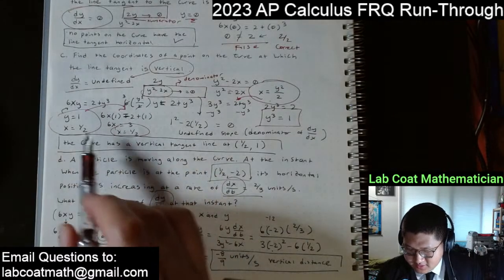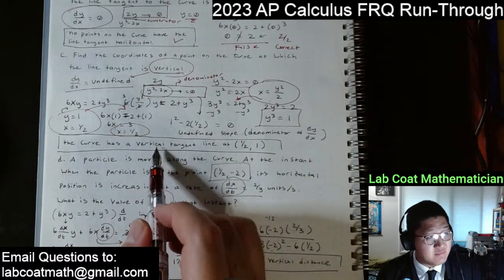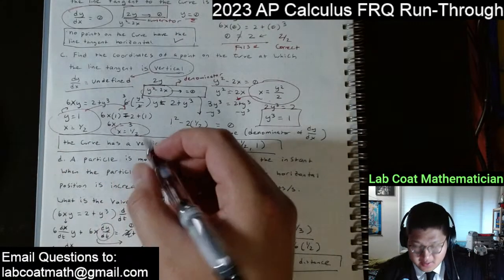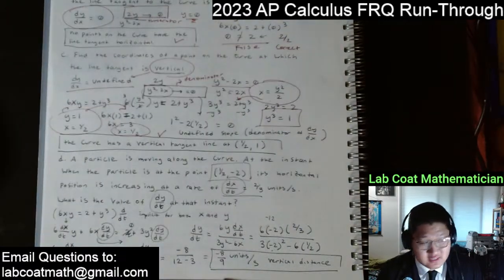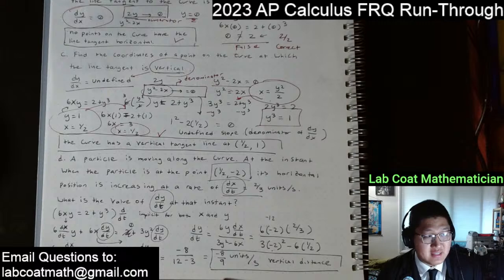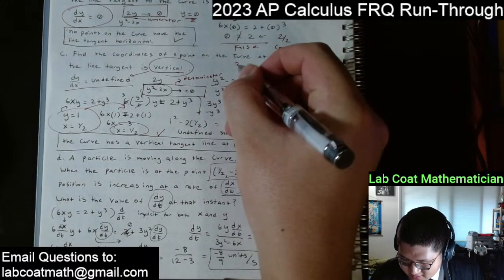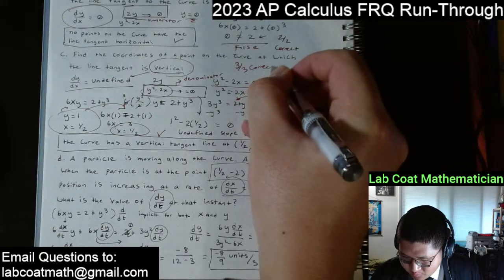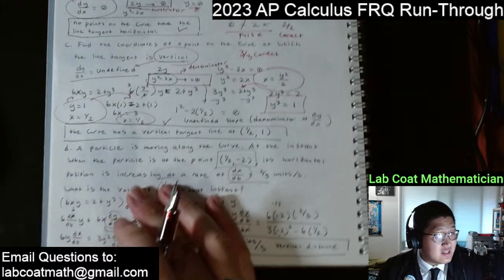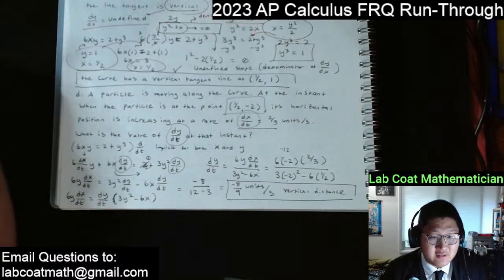Okay, so because of that, we do end up with a proposition this time for a vertical tangent line, meaning that our justification is going to be correct at 1/2 comma 1. There is a vertical tangent line for that equation. So with that, 3 out of 3 is going to be correct for part C. And so let's end this with part D right here.